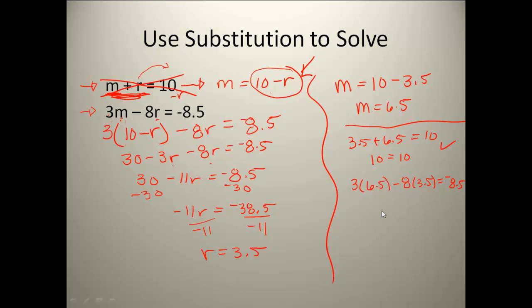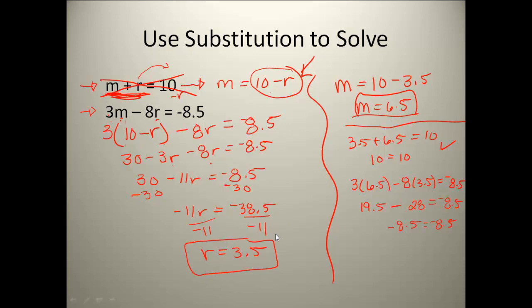Well, when I take my 3 times 6.5, I end up getting 19.5. Minus, when I take that 8 times that 3.5, I get 28. And when I take that 19.5 minus the 28, I get negative 8.5 equals negative 8.5. So that tells me that my solution is right.